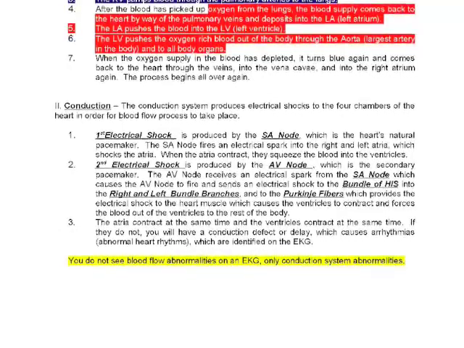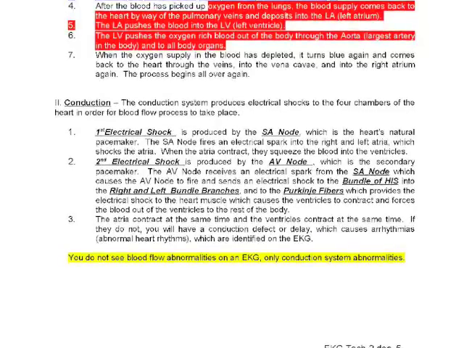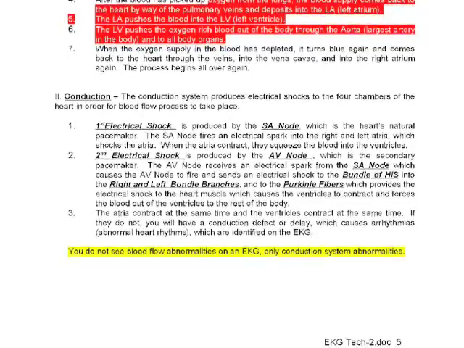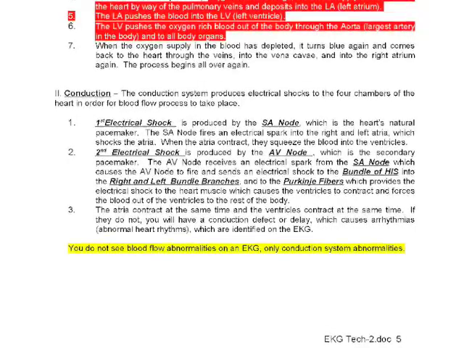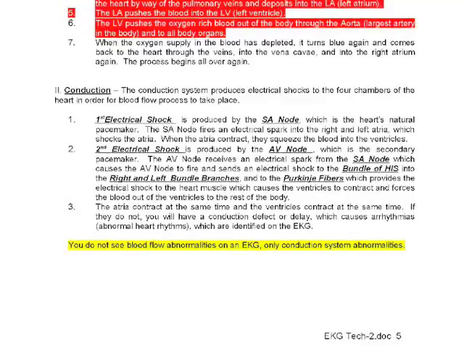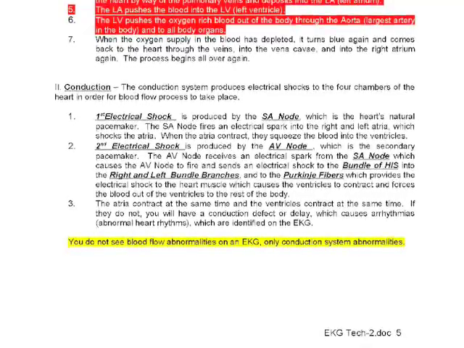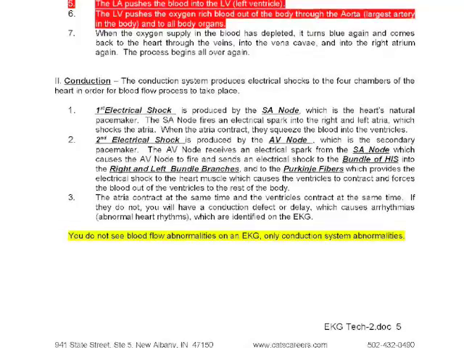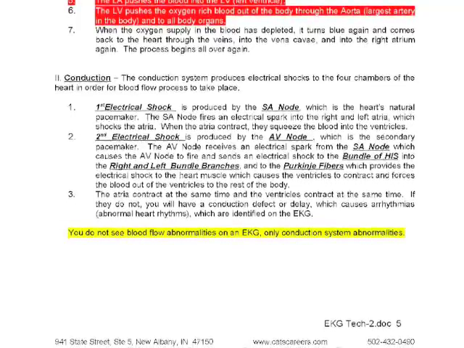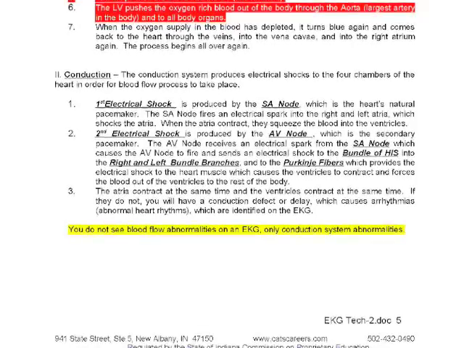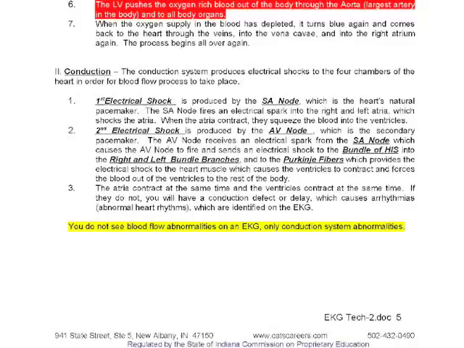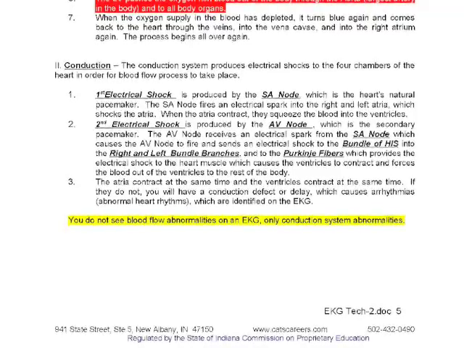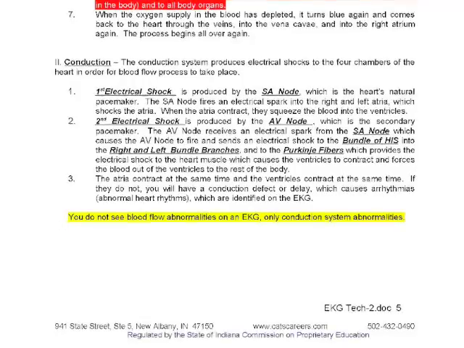The AV node receives an electrical spark from the SA node as well, which causes the AV node to fire, and it sends an electrical shock down through the bundle of His into the right and left bundle branches, and then it travels all the way to the Purkinje fibers, which are called the roots. That whole process sends the electrical shock to the heart muscle, which causes the ventricles to contract, and that forces the blood out of the ventricles into the rest of the body. So the atria contract at the same time, and the ventricles contract at the same time.